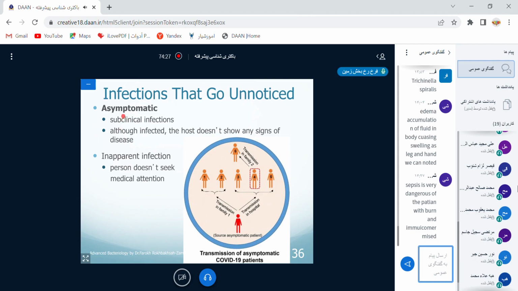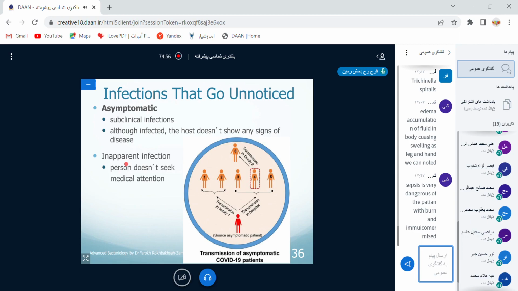So asymptomatic infections we call subclinical infection. Clinical infections are those infections which you have something to say. Subclinical, you don't understand it. You don't have anything to say. Although infected, the host doesn't show any signs of the disease.